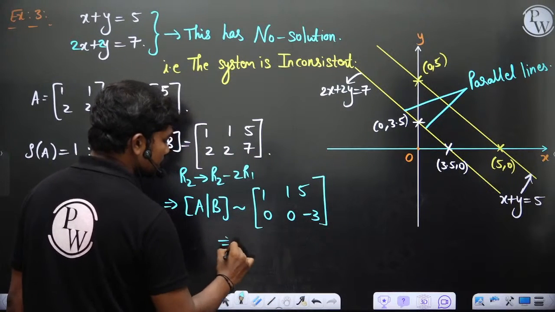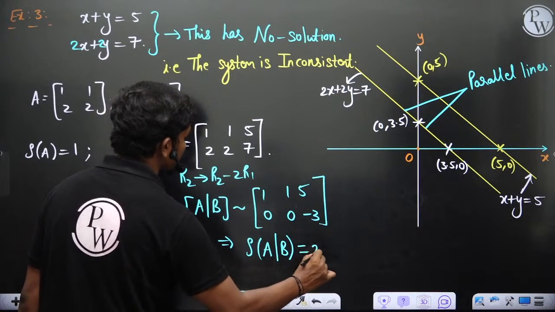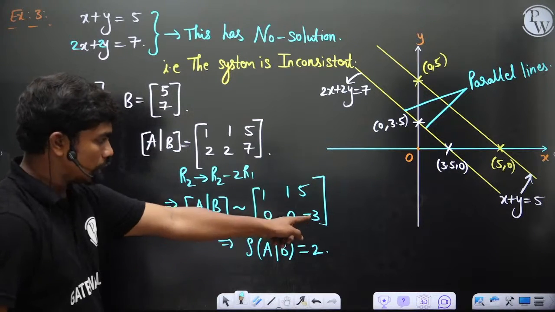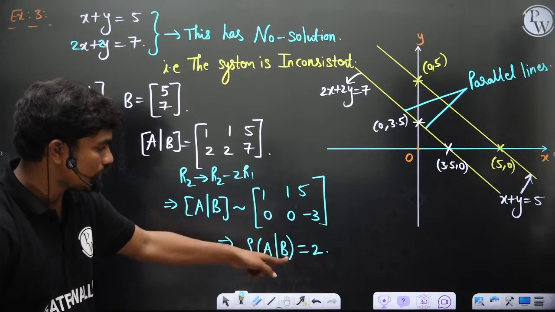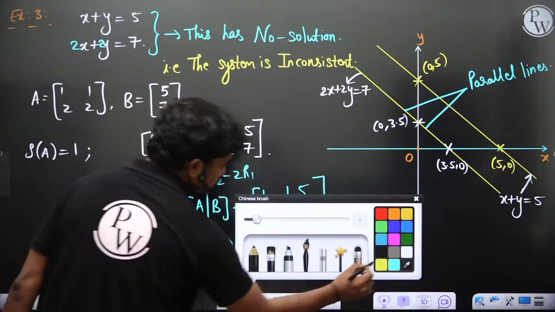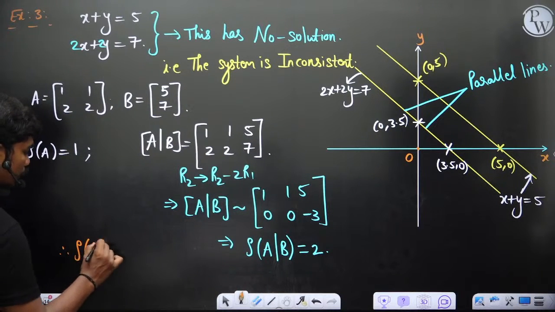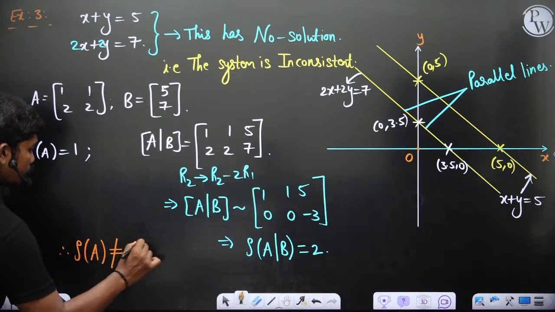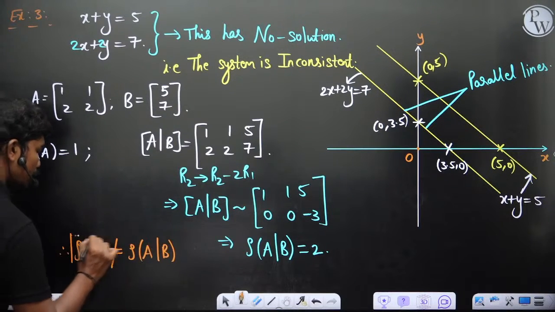So this clearly tells you the rank of A augmented B is equal to 2, of course. Because this is non-zero, there are 2 non-zero rows in this echelon form, so the rank of A augmented B is equal to 2. One point you can understand here is that the rank of A is not equal to the rank of A augmented B. This is what you have observed here, correct?